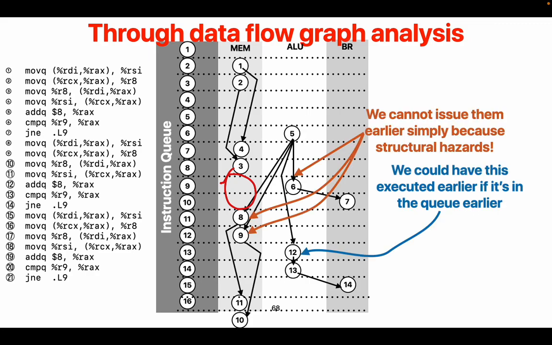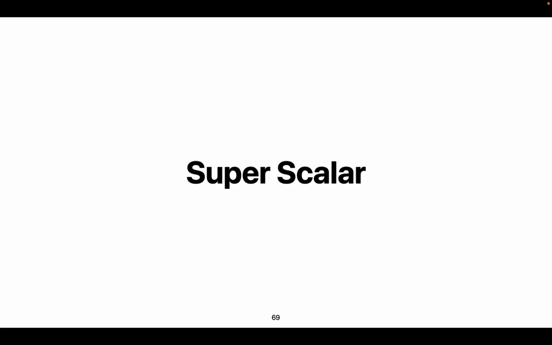And the other thing is instruction 12. It could be executed a lot earlier, like at this moment, if instruction 12 is already in the queue. So what that means is that we are still having a lot of missing opportunities.